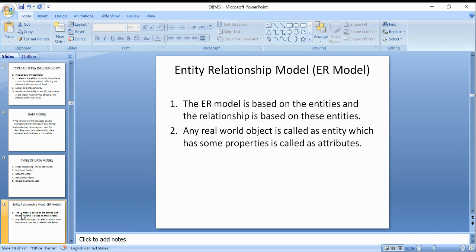Now coming to the first, entity relationship model, ER model. The ER model is based on the entities and the relationship is based on these entities. Any real world object is called as an entity which has some properties is called as attributes.